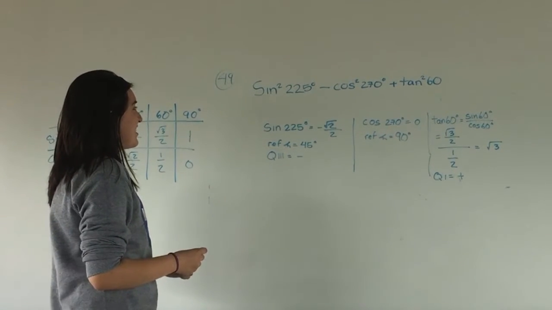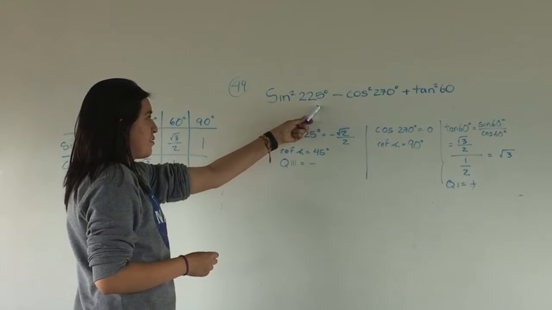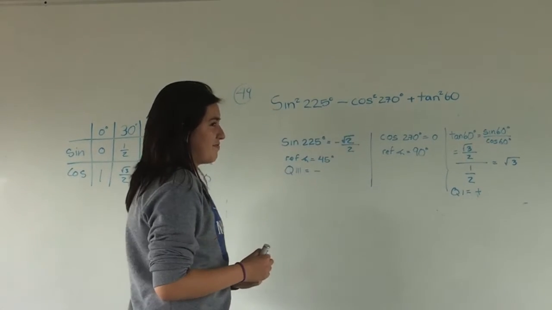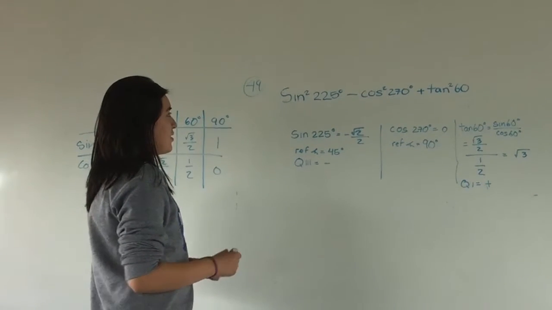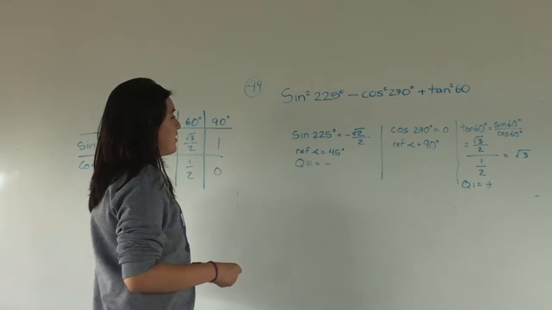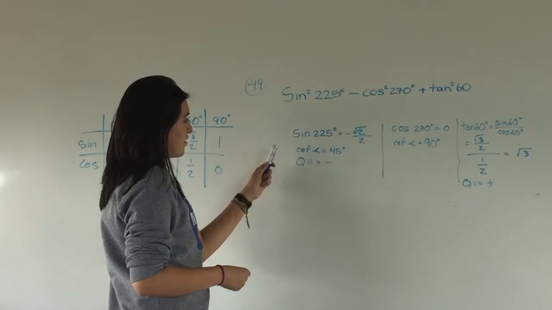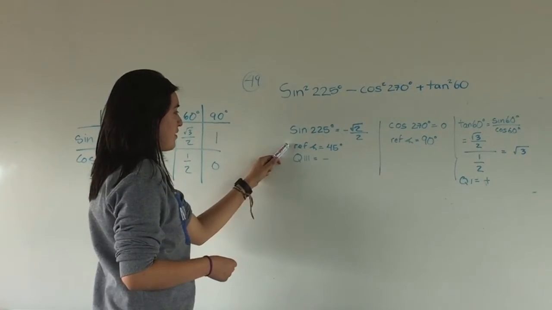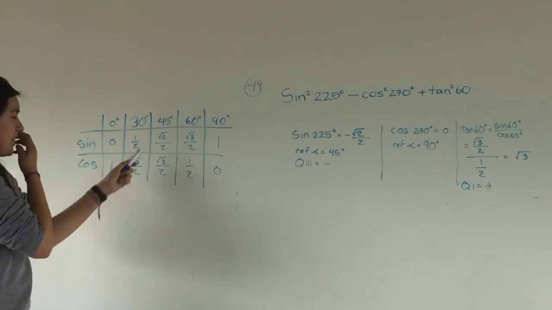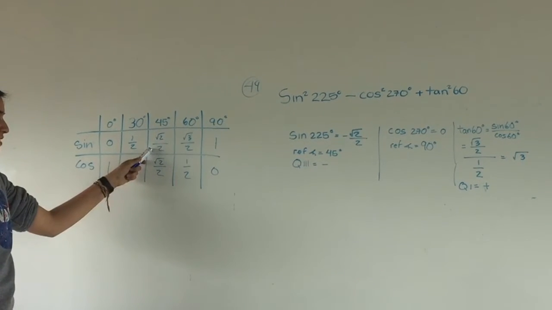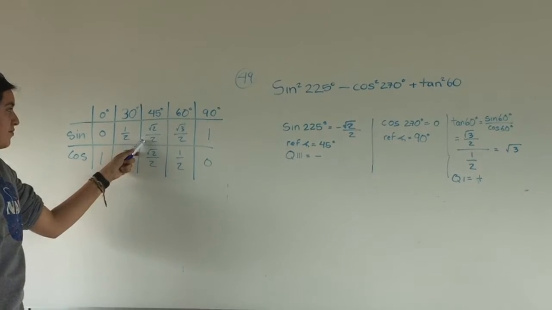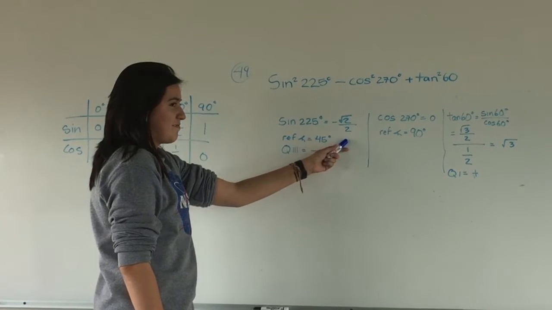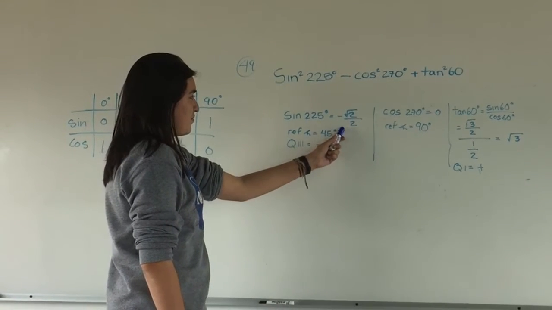The equation that we need to solve is square sine of 225 minus square cosine of 270 plus square tangent of 60. We need to find the value using the special angles. Sine of 225 is located in the third quadrant, so the sign must be negative. The reference angle is 45. Now, using the table of special angles, we can see that the value of sine of 45 is square root of 2 over 2. Now, this is the answer for sine of 225, and we add a negative sign.